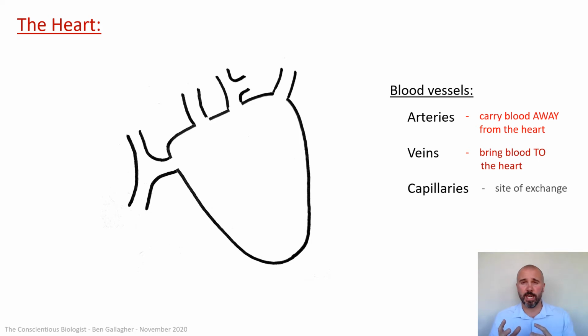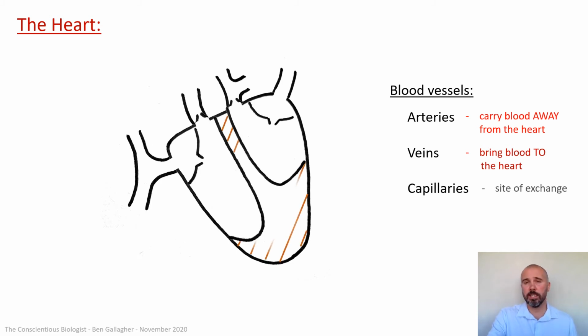That's the site of exchange. They're 1 cell thick, really, really narrow walls. We're going to look at that in a bit more detail in a minute, but that's where glucose, oxygen, carbon dioxide, all those things get transferred. Let's look back to how the heart is structured internally. So you've got walls inside the heart. Now those are very, very muscular, strong walls. The heart is a very powerful organ.